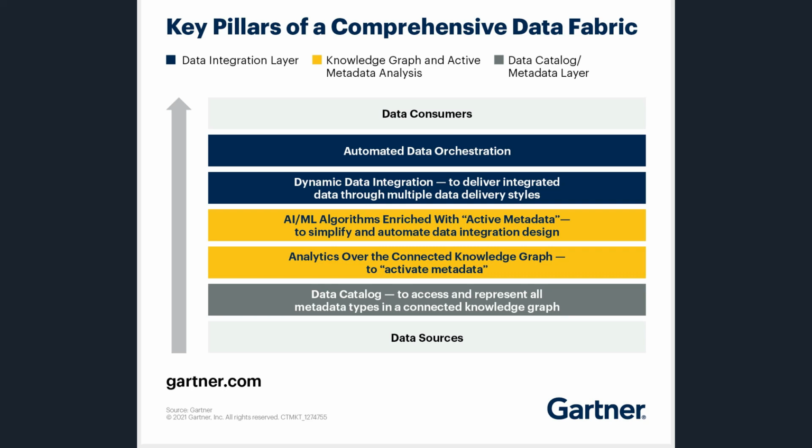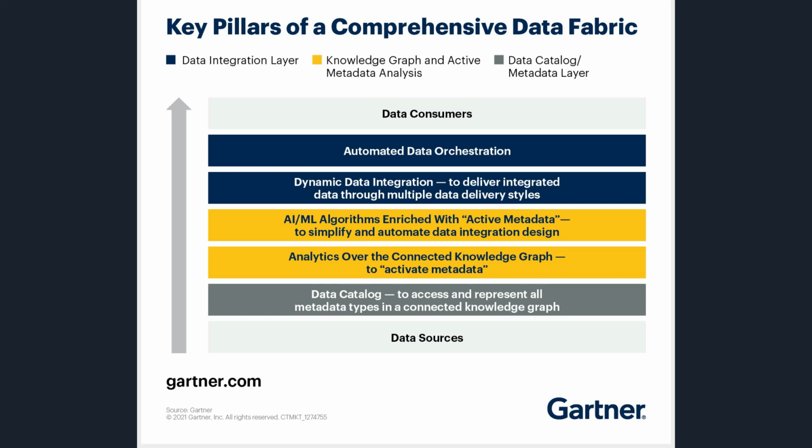This is by Gartner, which talks about key pillars for building a comprehensive data fabric. So you would see here that at the absolute bottom there are data sources. Now, as I said, these can be residing in multiple places, and there can be multiple setups as well. On top of that, it is very necessary to have a data catalog. This data catalog will represent the metadata types in a connected knowledge graph.